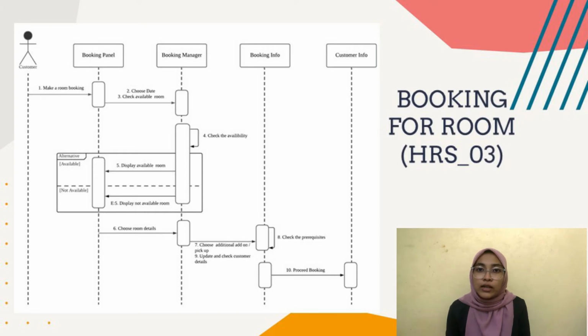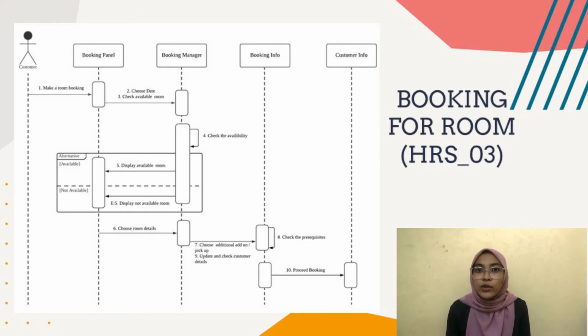First, customer will interface with booking panel and send message to make a room booking. Then from make a room booking, it will send message to choose date and check available room at booking manager. From that, it will check the availability and represent an alternative flow for available and not available at booking panel. If it is available, it will display available room, and if not available, it will display not available room.